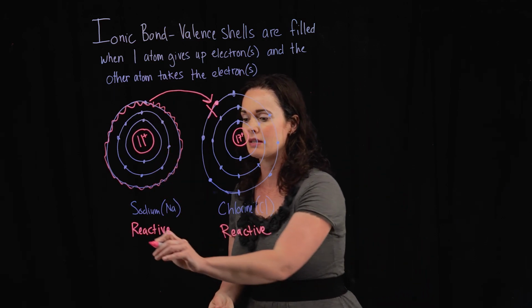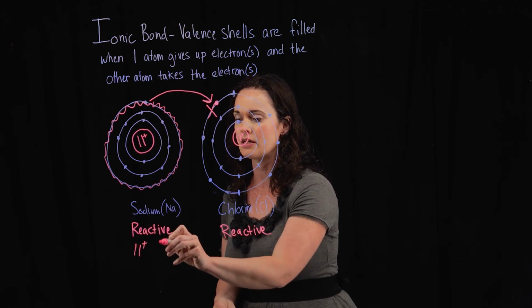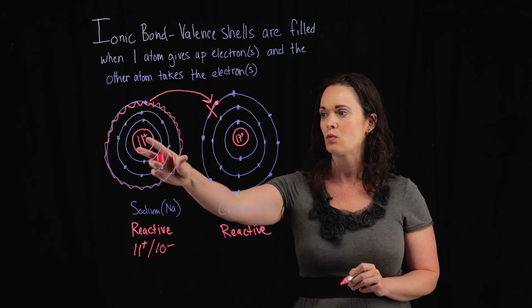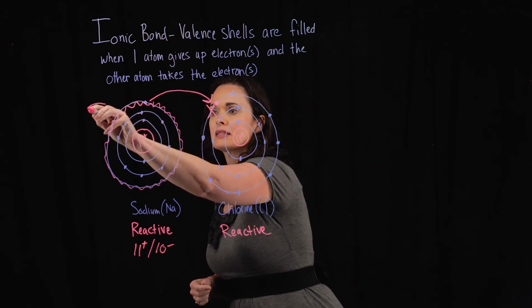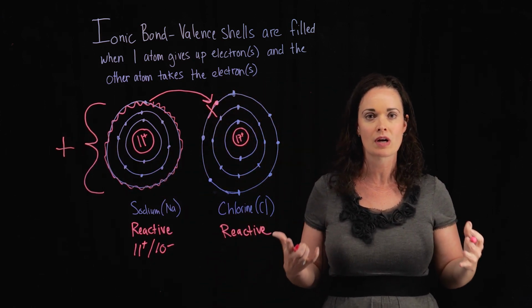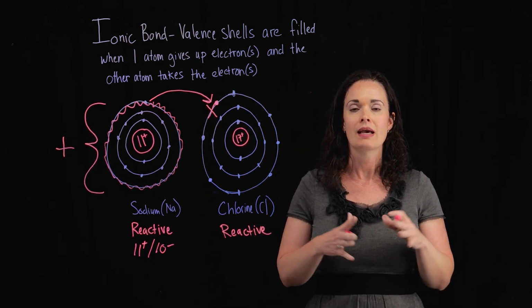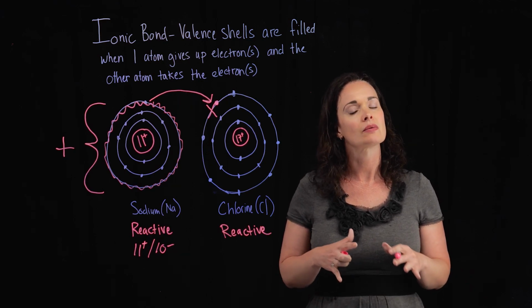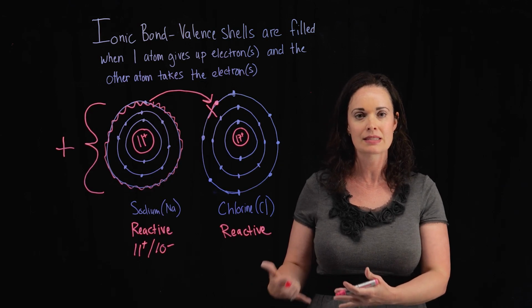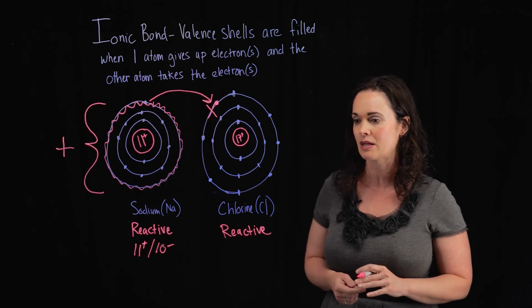So we now have 11 positive charges here, and we have only 10 negative charges. And what that does is it makes this atom have an overall positive charge, okay? And that's what an ion is. So an ion is an atom that has given up an electron or an atom that has taken an extra electron and it has become charged.